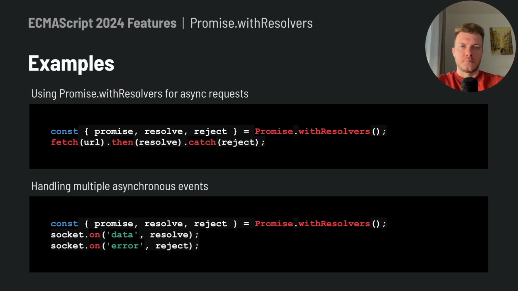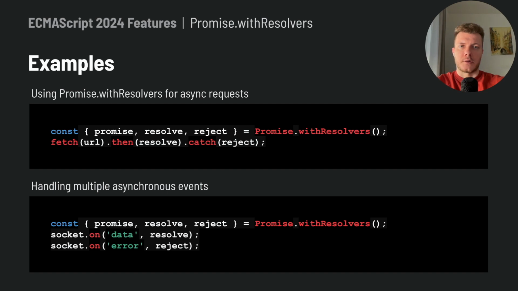Now let's see Promise.withResolvers in action. Imagine handling an asynchronous fetch request. Use resolve and reject to manage fetch outcomes directly. This approach is clean, simple, and effective.